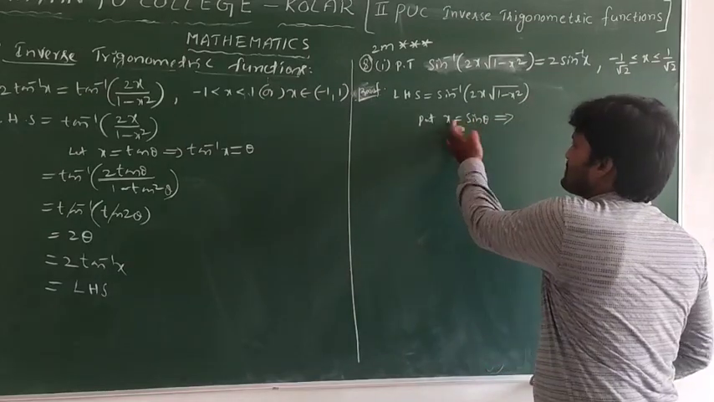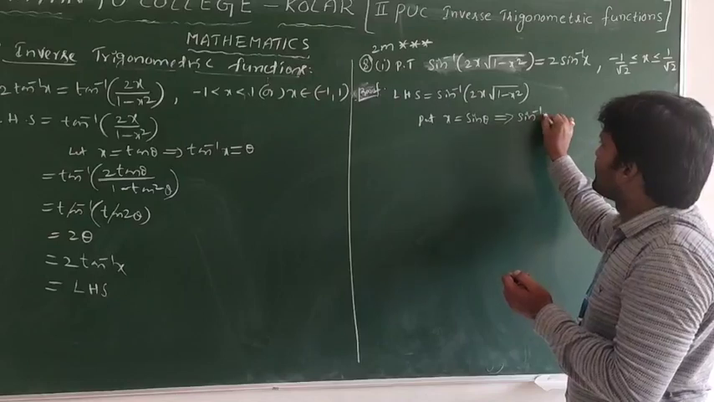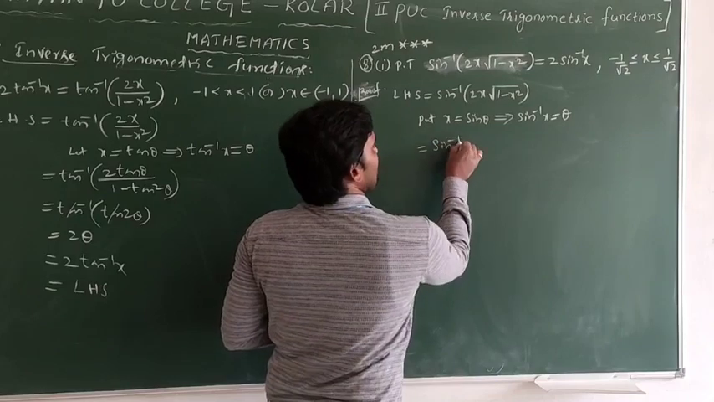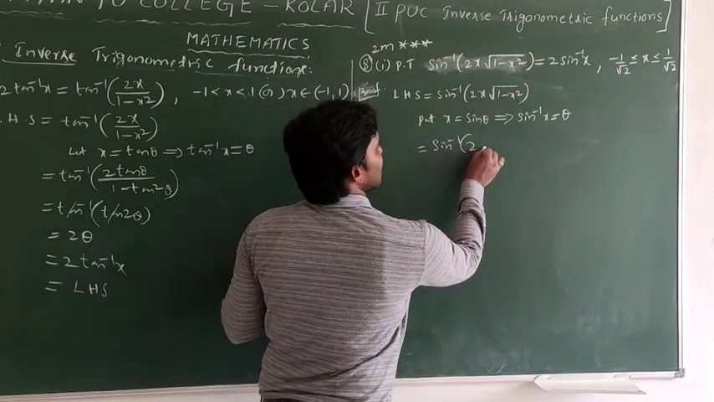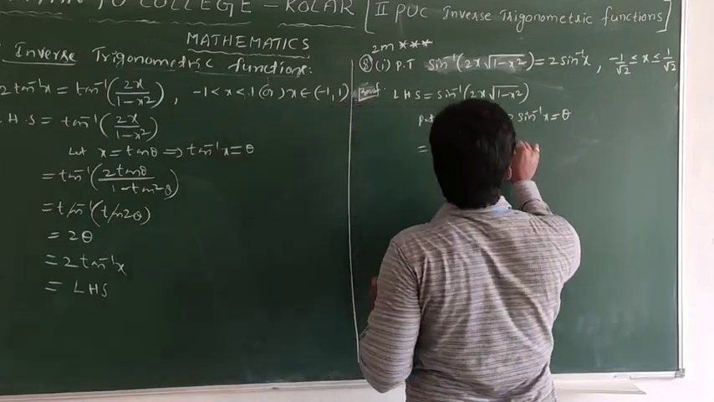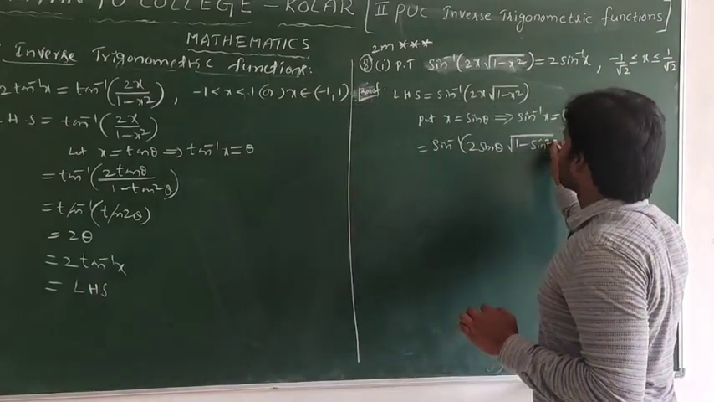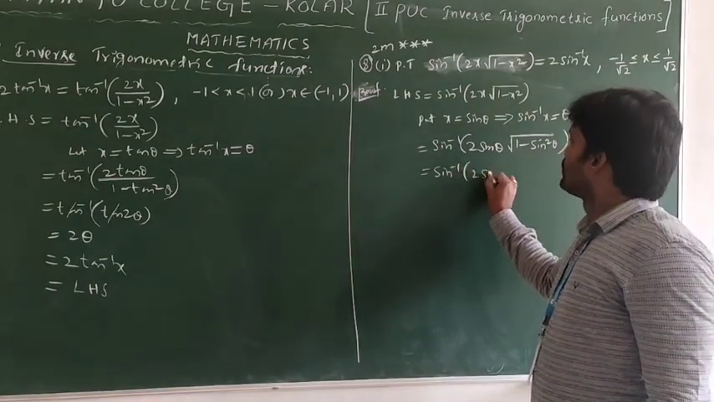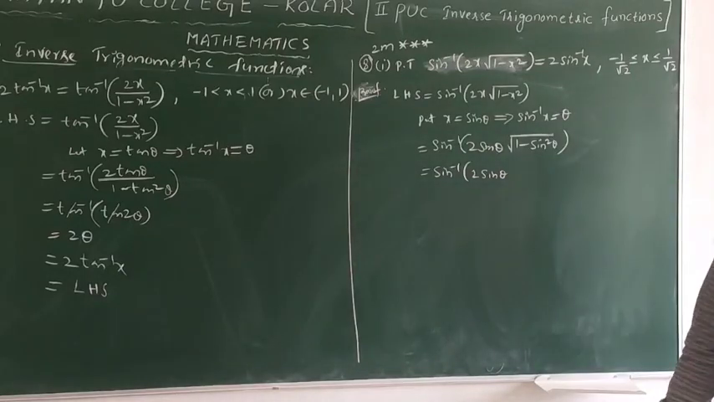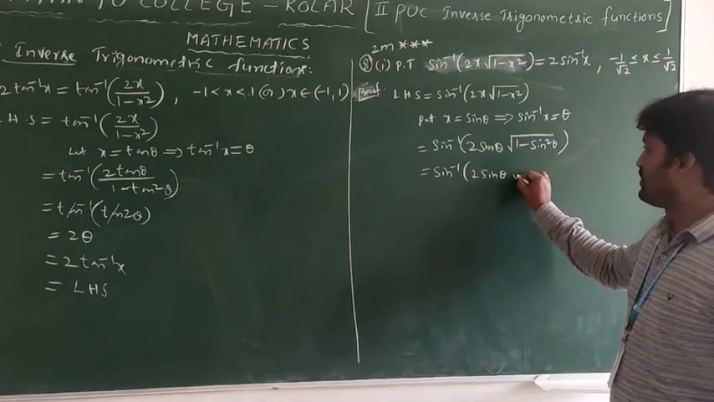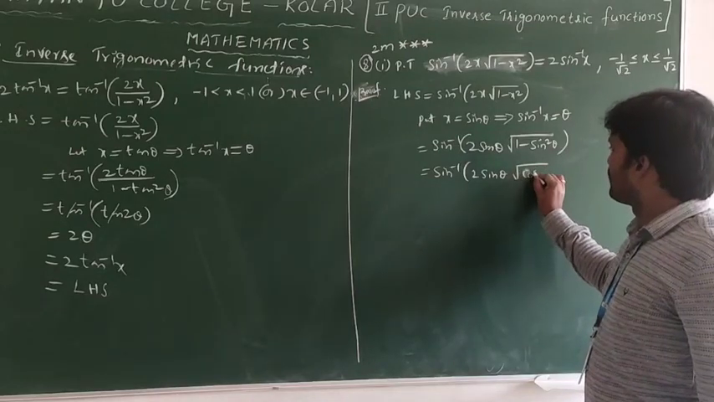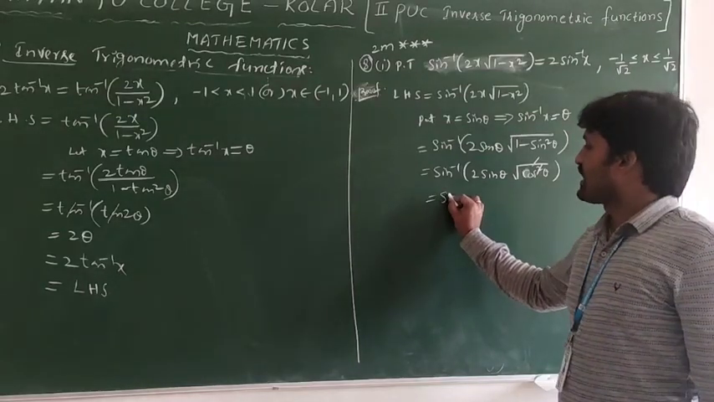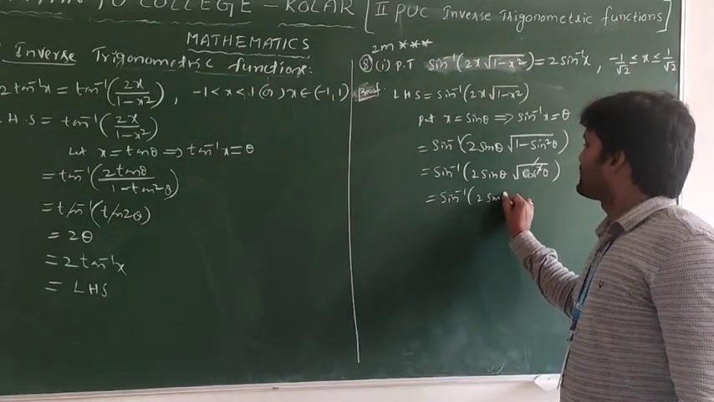From this, sine inverse x equals theta. Now substituting in the LHS: sine inverse of 2 sine theta into root of 1 minus sine square theta. 1 minus sine square theta is what? Cos square theta. Now the square root is cancelled. Sine inverse of 2 sine theta into cos theta.